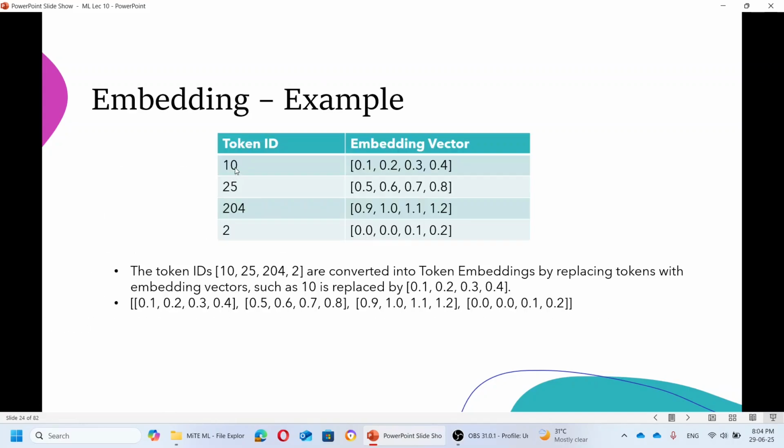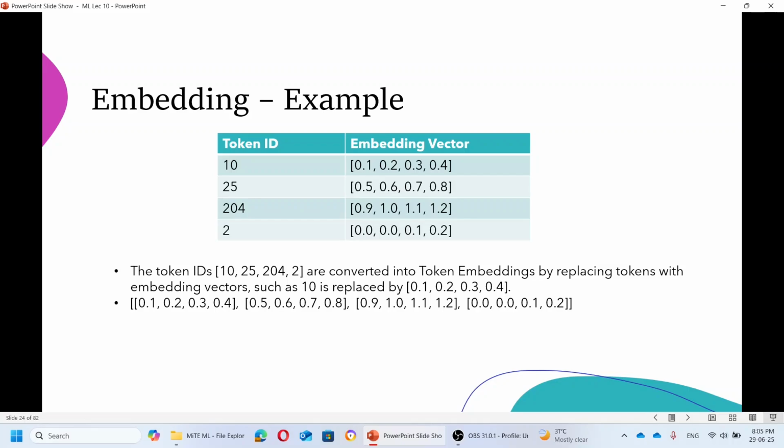Then, for example, for this one, our embedding vector is 0.1, 0.2, 0.3, 0.4. For 25, it is 0.5, 0.6, 0.7, 0.8. Of course, it is just for the example. We don't assign values like this. The token IDs are converted into token embeddings by replacing tokens with embedding vectors, such as 10 is replaced by 0.1, 0.2, 0.3. So this is what determines the dimension of the input.